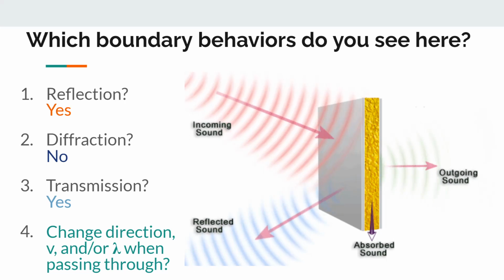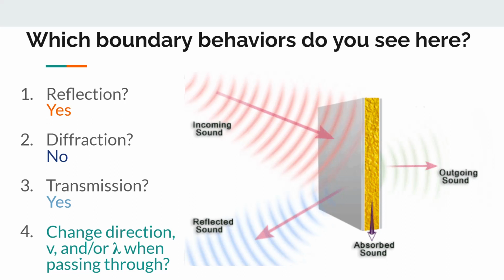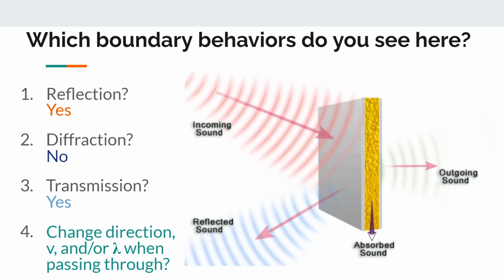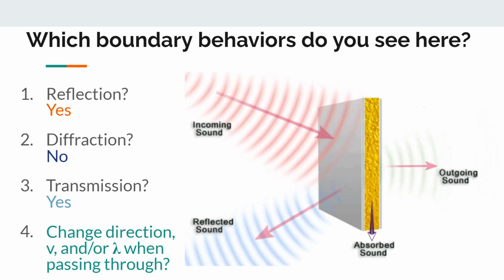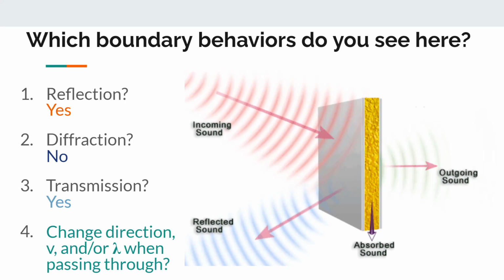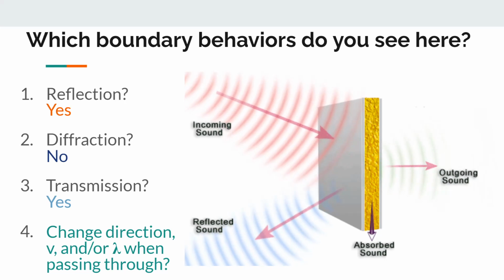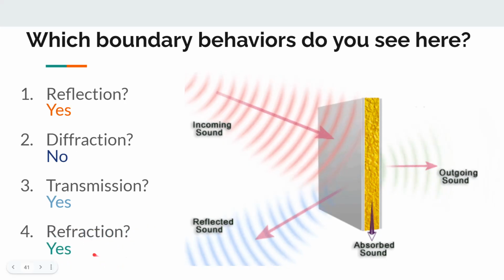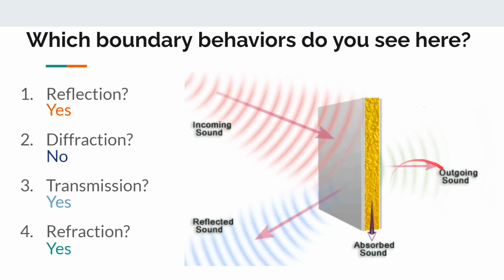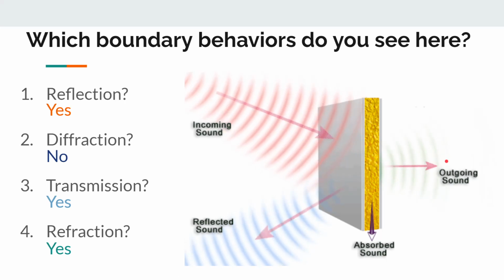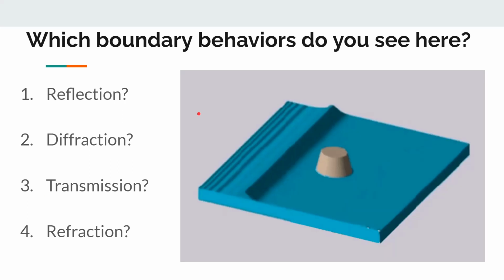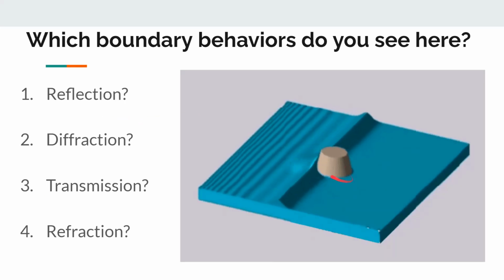Is it going a different direction or a different speed on the other side of the wall? It's going a different direction, for sure, because it's striking the wall at some angle and then it's leaving the wall at a different angle. Okay, so yes, we do see refraction. It's hard to tell if it's changed in any other way. Maybe it has. This isn't the best example to look at for that, but definitely you can see a change in direction here.